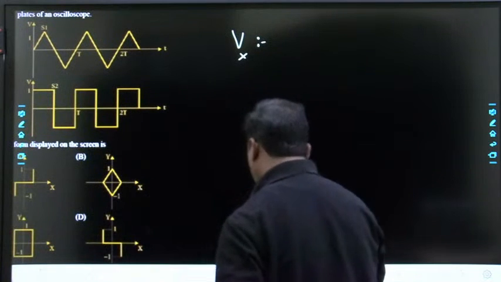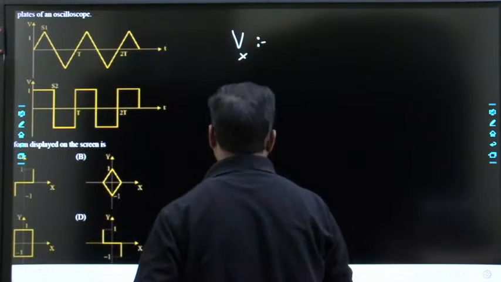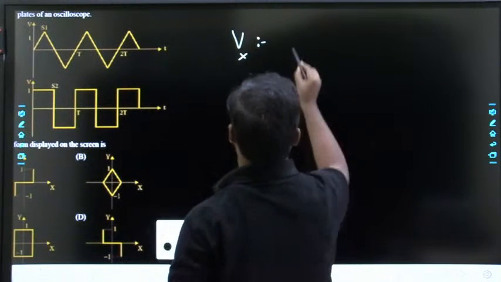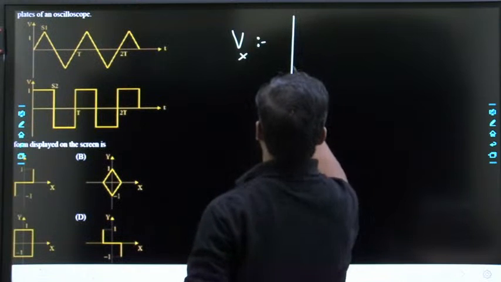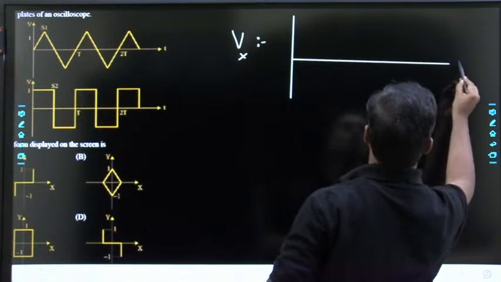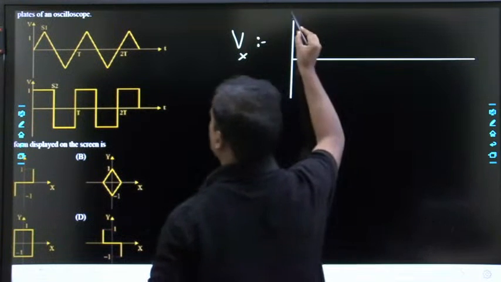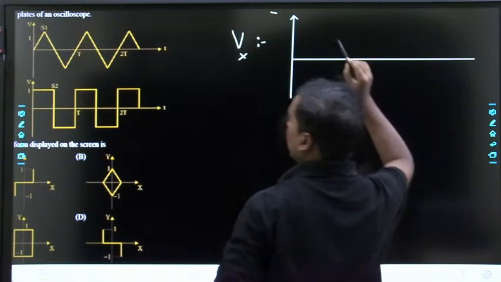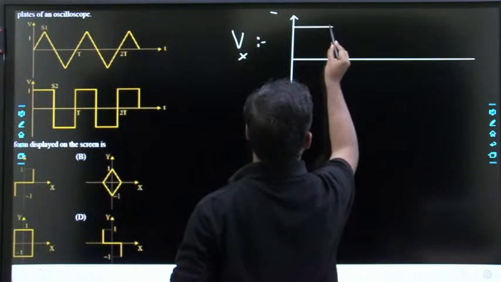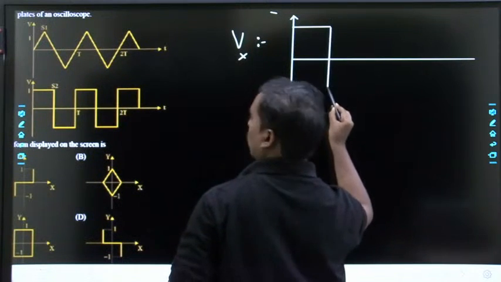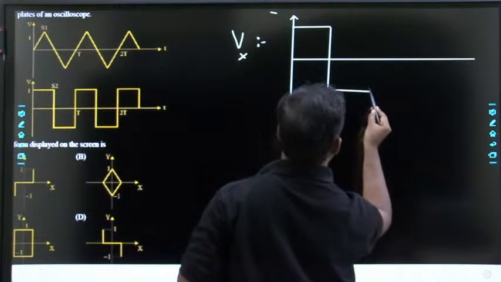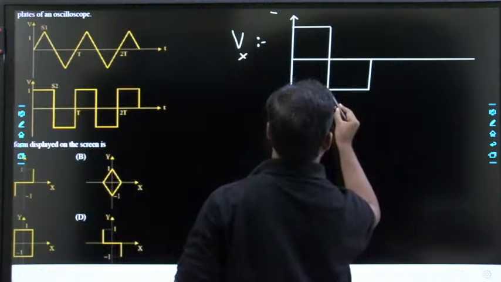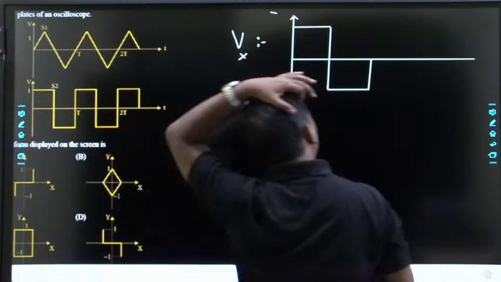We will draw quickly, as fast as possible. So what is the waveform? So this is our waveform. Be attentive in the class. So this is the one connected to X plates. Okay, so this is our signal over a period of time.